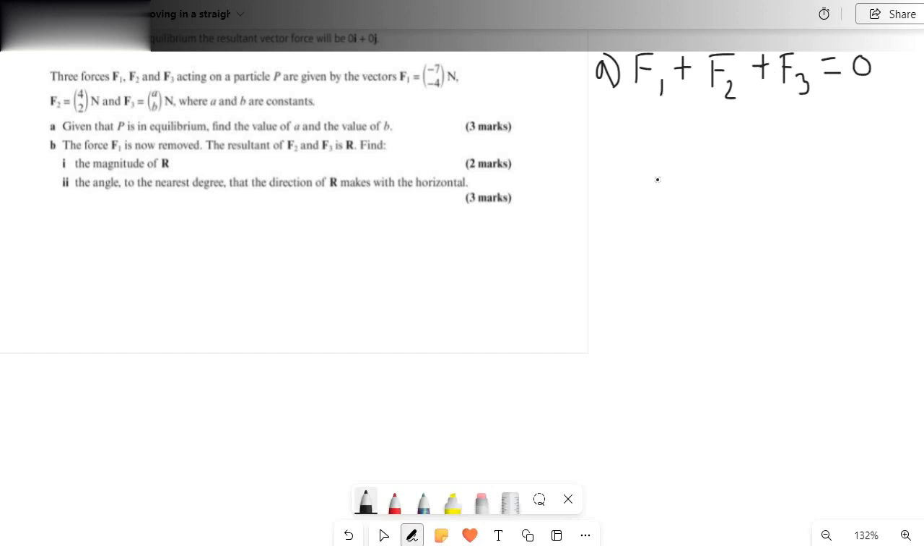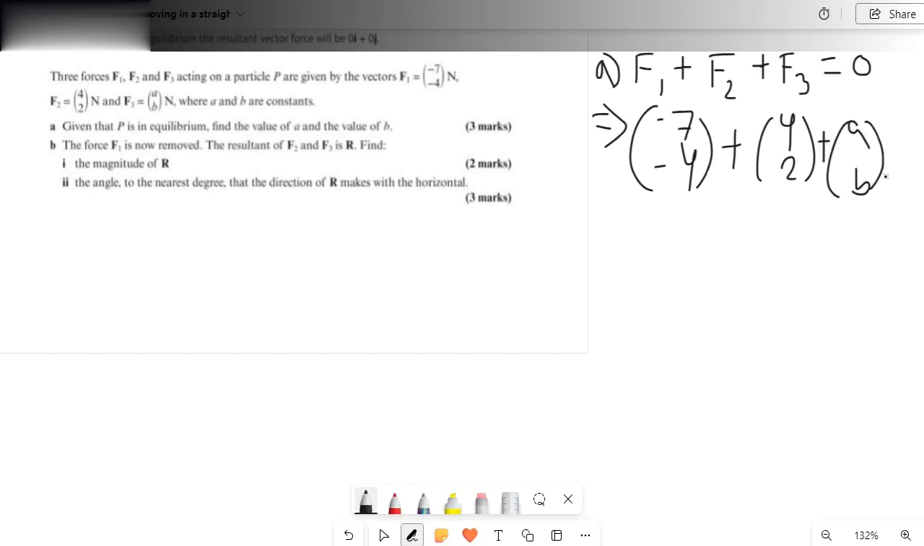So in our last video, we said that a vector can be written as ai plus bj. And we can alternatively write that in its column vector form (a, b), where this will be the component of i and this will be the component of j. So writing the forces down in their column vectors, we can say that (-7, -4) plus F2, which is (4, 2), plus F3, which is (a, b), is equal to the 0 vector, or in its column form (0, 0).